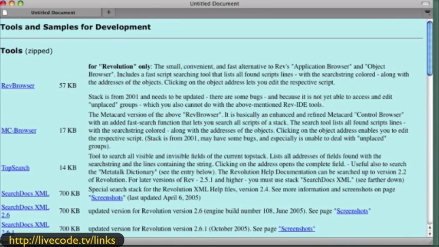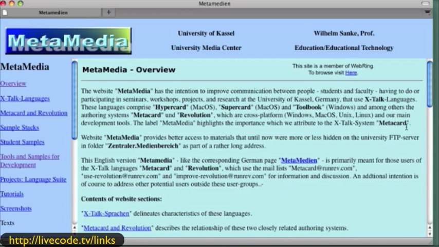Now here's something that you may remember from a few weeks ago. This is Wilhelm Sanke's site. He'll appear just a little bit here later. Here we go. This is a better view of it. Meta Media, University of Kassel, and he's their education and educational technology. He's done a lot of work on image data.